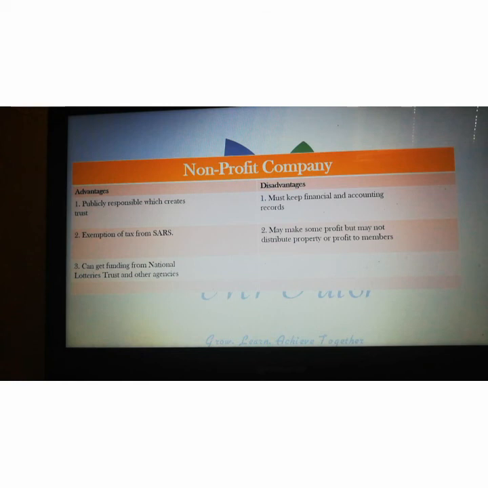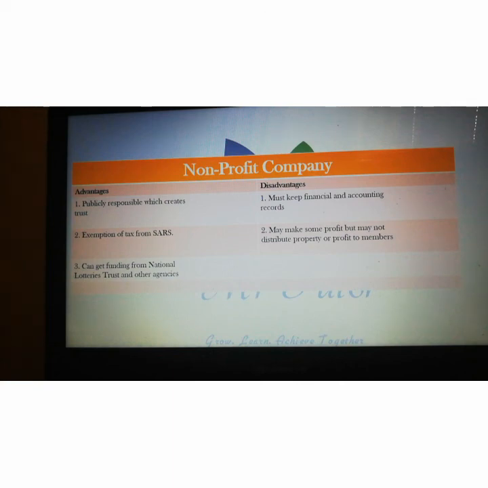And the third advantage is that it is easier to get funding from the National Lotteries Trust and other agencies. If you want to give back to your community in any way, it is easier for these big companies to support you because they can see that you are doing good in the community. No one wants to support someone that has bad intentions, so it's easier to have a company that is trustworthy and approachable than one that is not trustworthy.